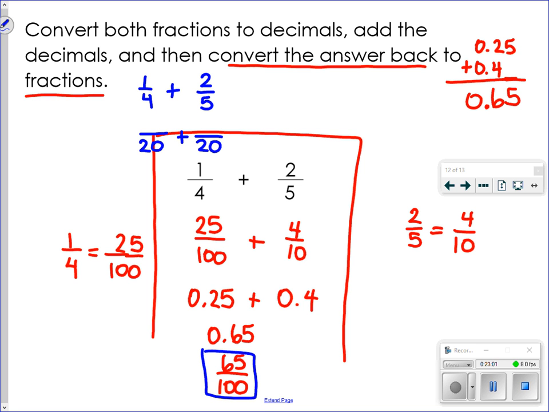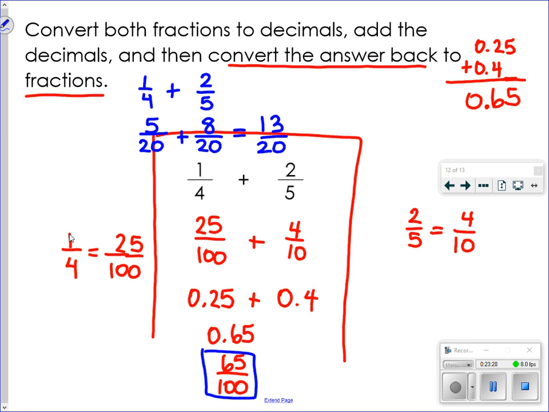What have I multiplied 4 by to get 20? 4 times 5. So do the same in the numerator. 1 times 5, 5. So 5 20ths. And on the other side, what have I multiplied 5 by to get 20? Multiply by 4. So do the same in the numerator. 2 times 4, 8. So this is 13 20ths.